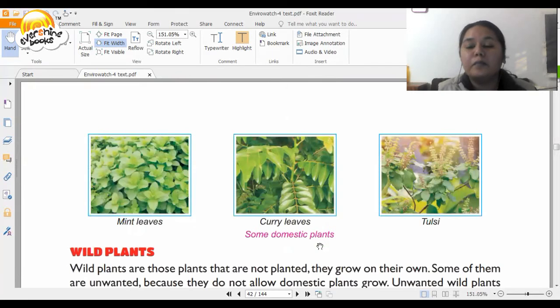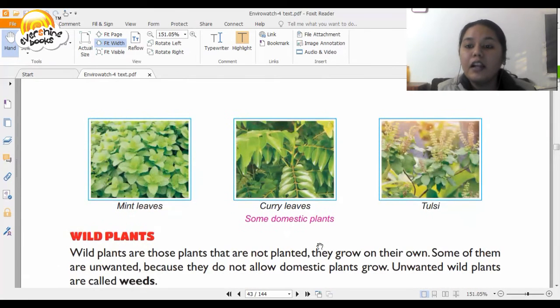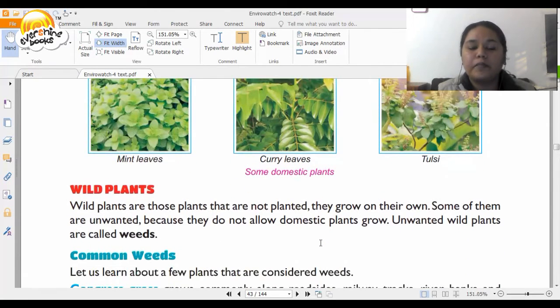These are some examples of the ornamental plants or the trees. Then you have wild plants, like you have wild animals. Similarly, you have wild trees also. And these wild trees, they just grow on their own. No one plants them. Some of them are unwanted because they do not allow domestic plants to grow. Unwanted wild plants are also called weeds.